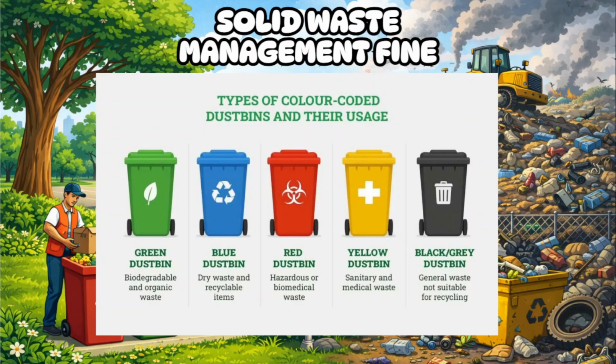Types of color-coded dustbins and their usage. Sa green dustbin for biodegradable waste and organic waste. Sa blue bin for recyclable materials. Red dustbin, hazardous or biomedical waste. Yellow dustbin for sanitary and medical waste. Black or gray dustbin for general waste, not suitable for recycling. This system helps in proper segregation and disposal.